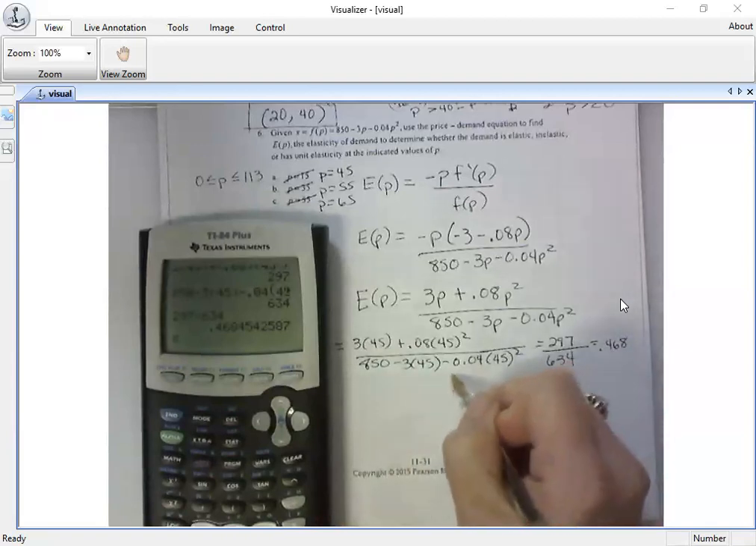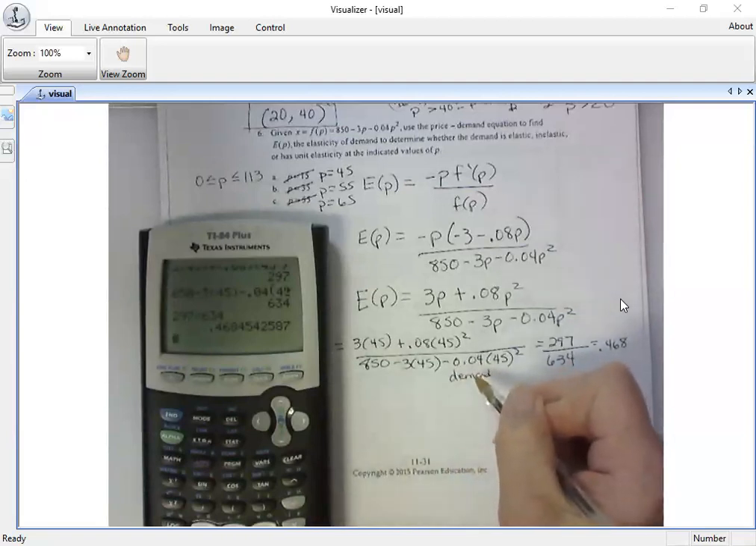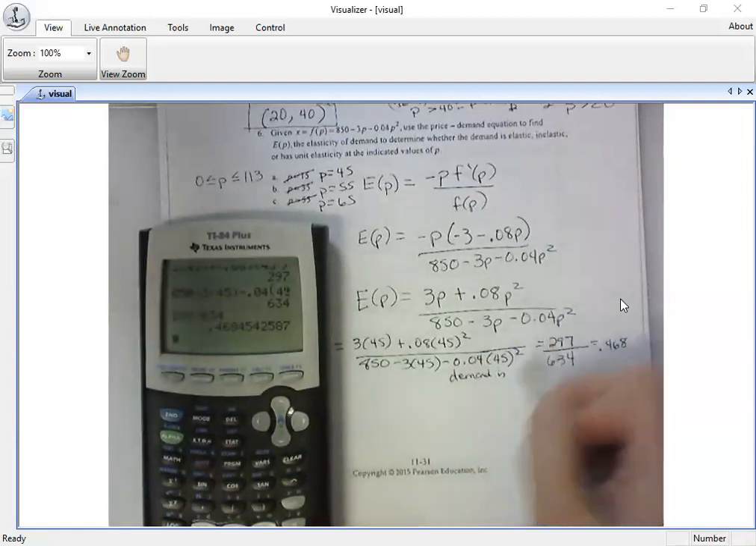Okay, you tell me, what does 0.468 tell you? Demand is it elastic, inelastic, or unit? If I get a 0.468. It's under 1, so that makes it inelastic. In other words, I could raise my price and it shouldn't affect demand, correct? Yes. We're good?